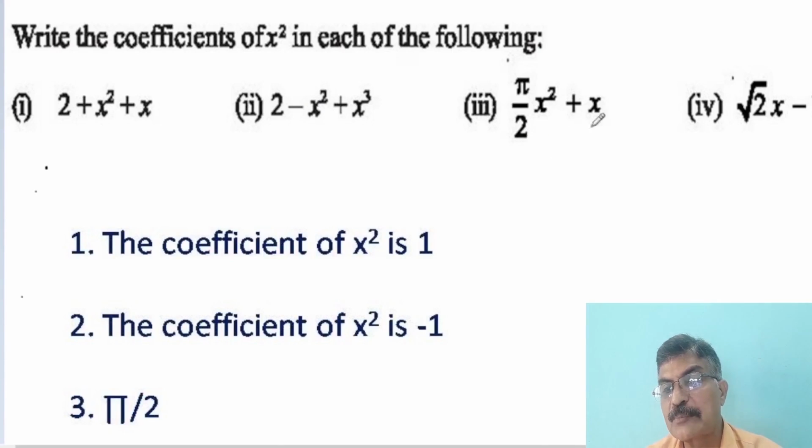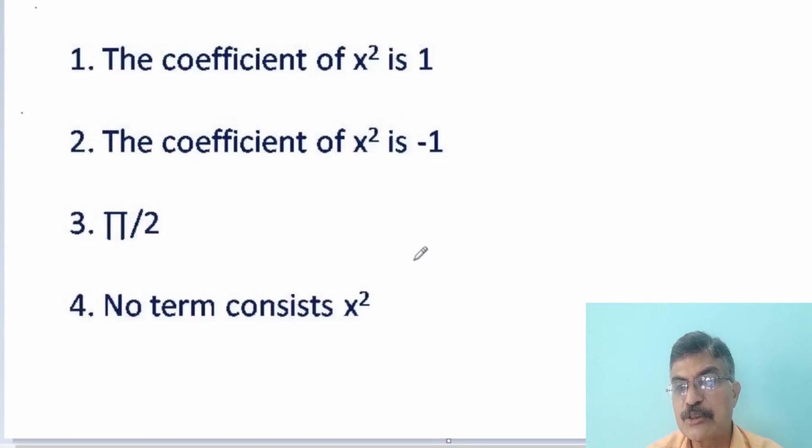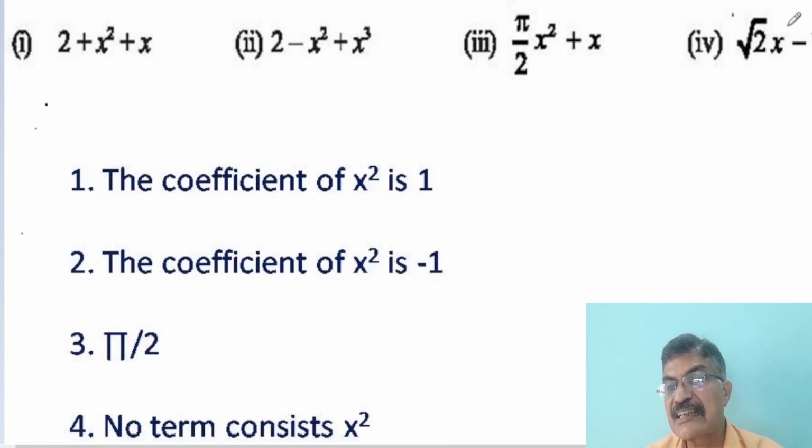Consider the third one, pi by 2 x square plus x. The coefficient, the constant multiplied to x square, is pi by 2. So pi by 2 is the coefficient of x square. Next, root 2 x minus 1. Is there any term with x square? No. So there is no term in x square, so there is no coefficient for x square in this mathematical expression.